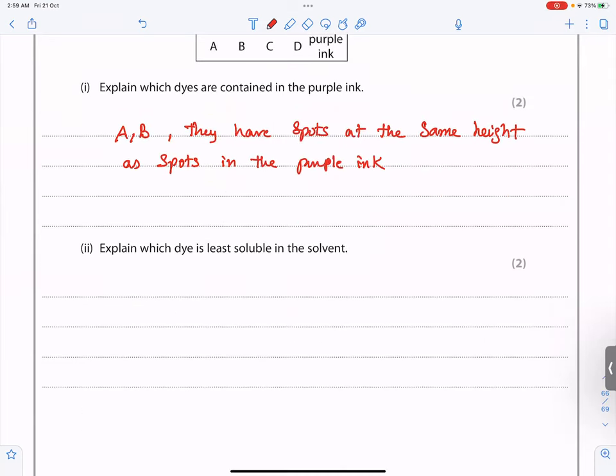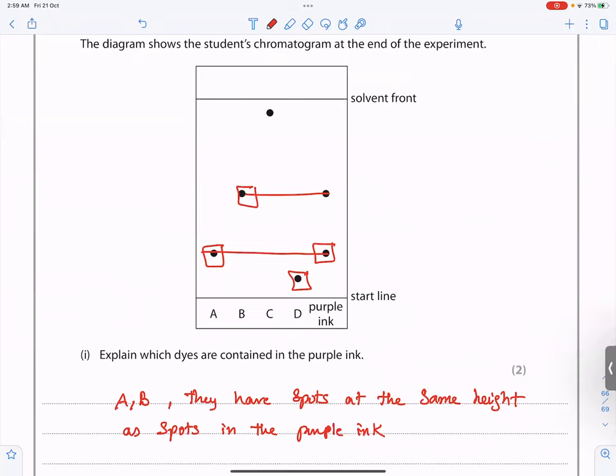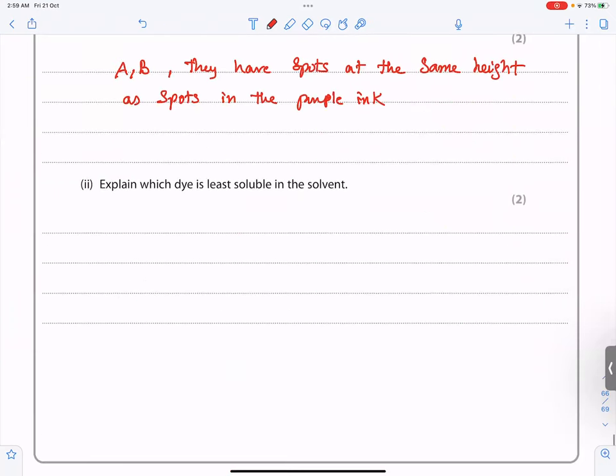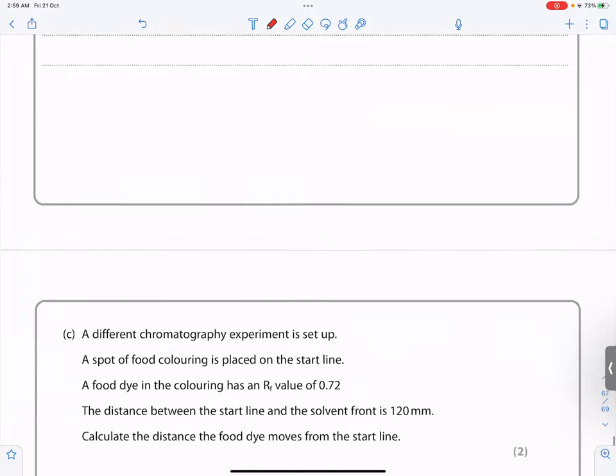Explain which dye is the least soluble in solvent. طبعا الدي دي عشان travel اللي هو shortest distance او least distance. يبقى هنا هيكون دي دي because the spot traveled least distance اللي هي closest to البيزلاين قريبة أوي من البيزلاين.